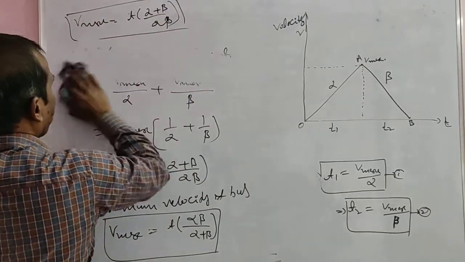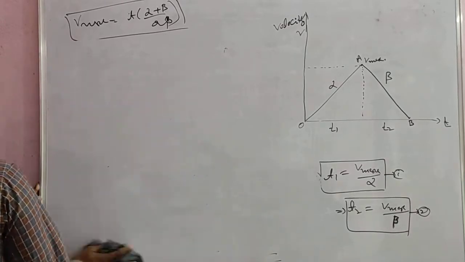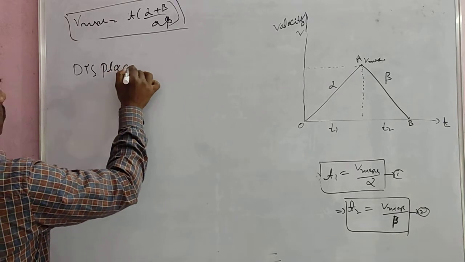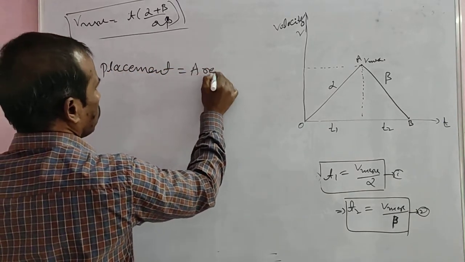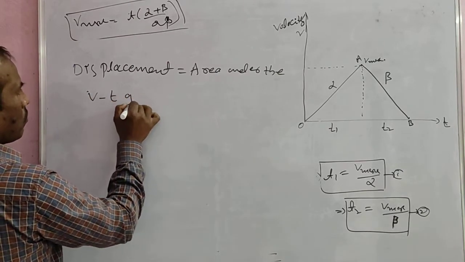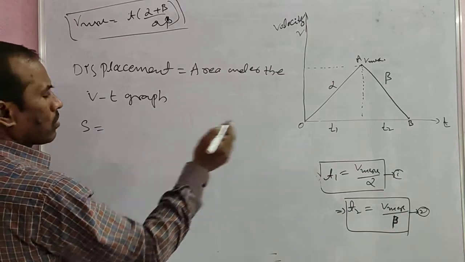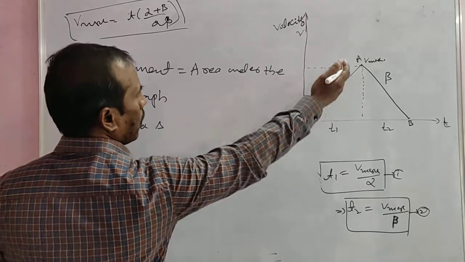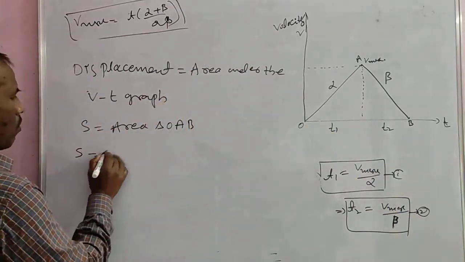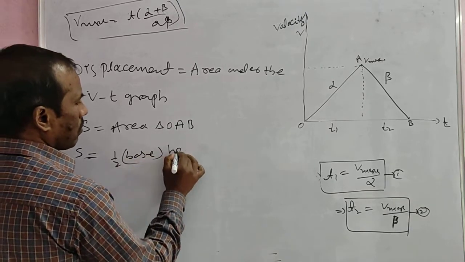Next, the displacement is equal to the area under the VT graph, the velocity-time graph. The displacement S is equal to the area of triangle OAB. OAB is a triangle, so the displacement is equal to the area, which is 1/2 base into height.